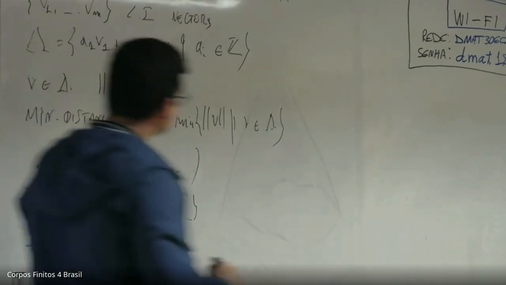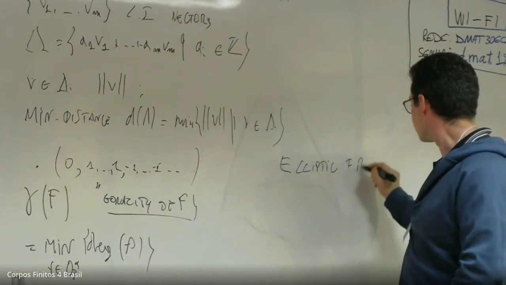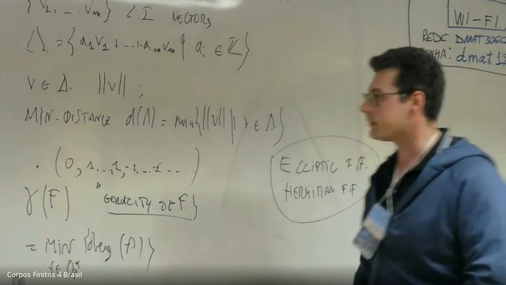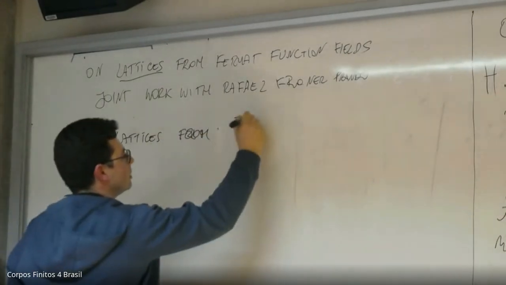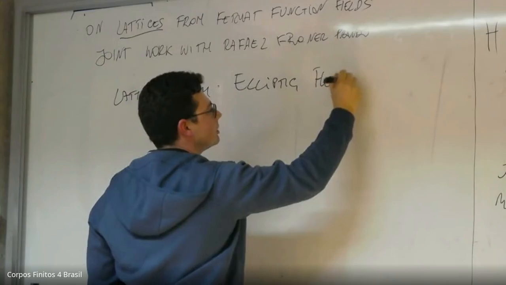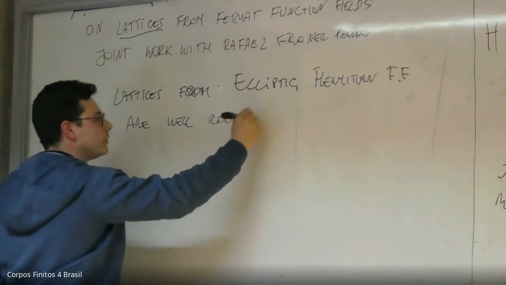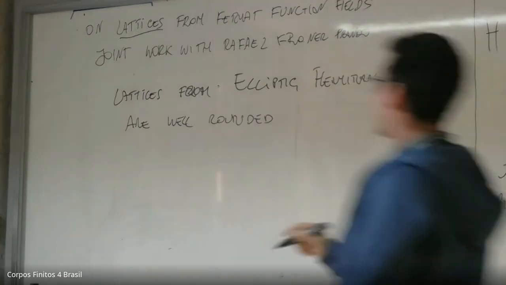Then people started to be interested in this kind of construction, and they started to use elliptic function fields and Hermitian function fields. These two cases have a very interesting feature, which is that the lattice coming from Hermitian function fields is well rounded. Well, what does it mean? Actually, there are a few definitions in the literature, but here you see, this is the Z-span of m vectors, and this m is the rank.